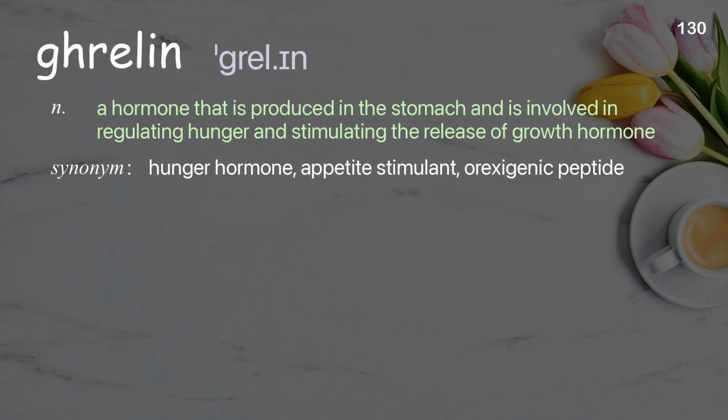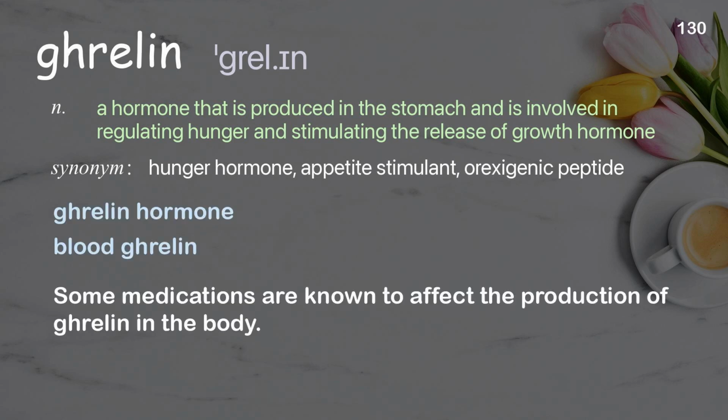Ghrelin. A hormone that is produced in the stomach and is involved in regulating hunger and stimulating the release of growth hormone. Examples: Ghrelin hormone. Blood ghrelin. Some medications are known to affect the production of ghrelin in the body.